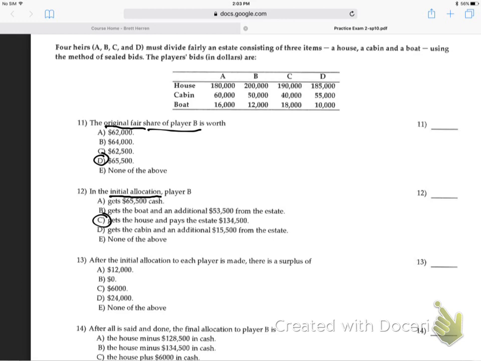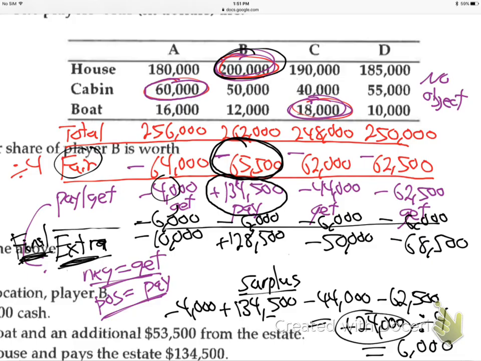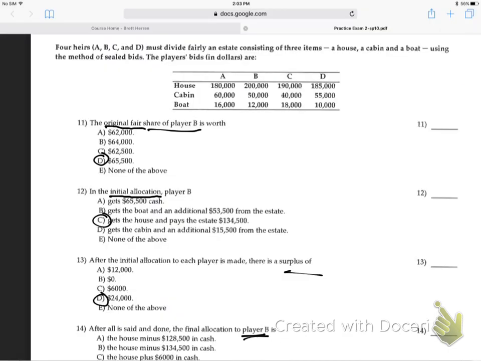Number 13. Is that good so far? Number 13. After the initial allocation to each player, there is a surplus of, that's the 24,000. And then 14, after all is said and done, the final allocation to B. What does B get after all is said and done? B has to pay, this is pay because it's positive, 128.5 because we gave him back 6,000. So 128.5, there it is, answer A.